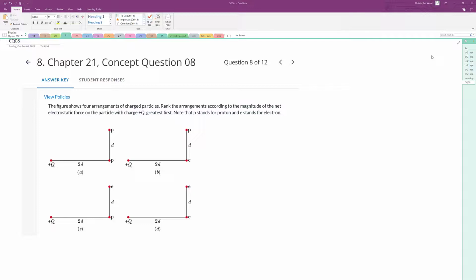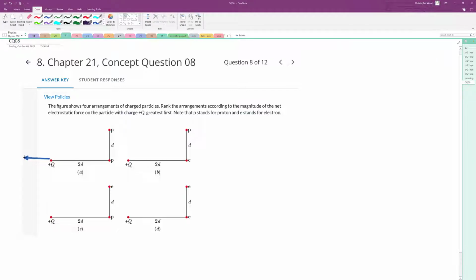The figure below shows arrangements. The figure shows 4 arrangements of charged particles. Rank them according to the magnitude of the net electrostatic force on the particle with charge positive Q, greatest first. P stands for proton, E stands for electron.